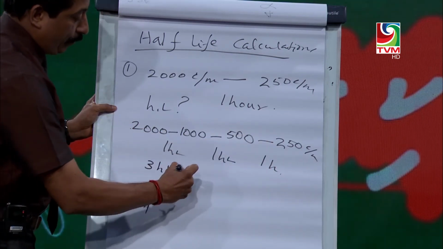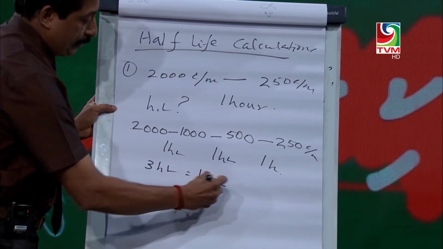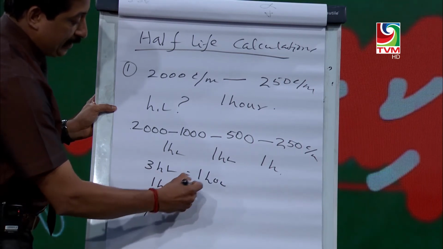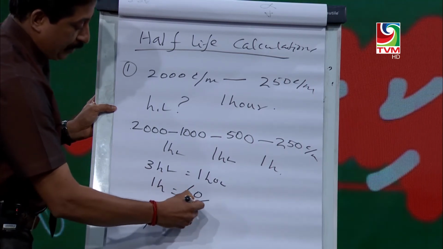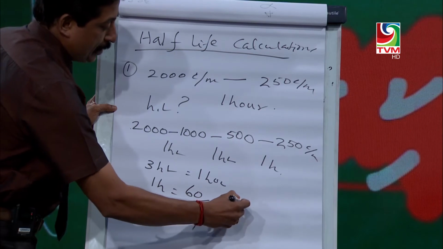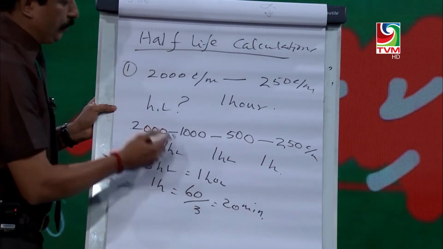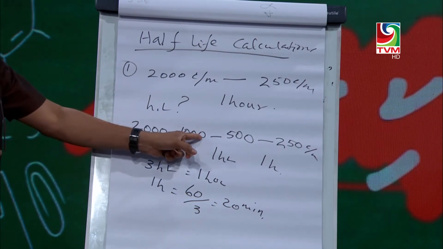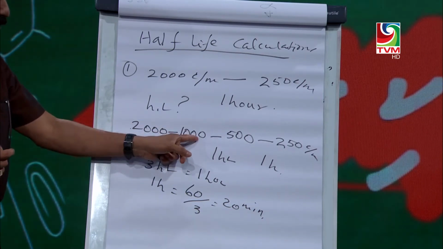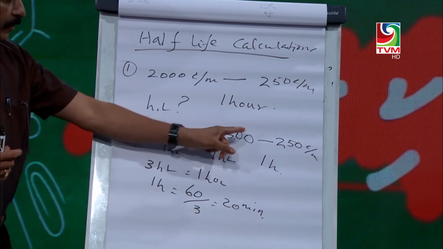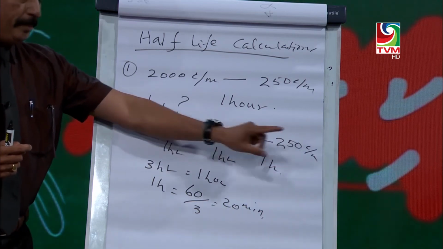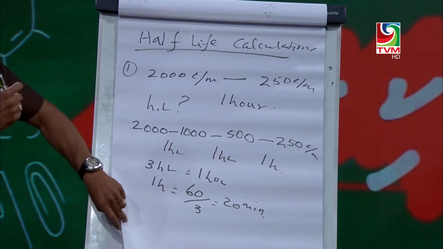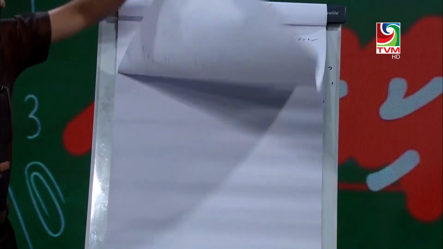3 half-lives take 1 hour. Therefore, 1 half-life is 60 minutes over 3, that is 20 minutes. So 20 minutes is the half-life. The activity of the given sample, 2000, decreases to 1000 in 20 minutes. 1000 becomes 500 in 20 minutes. 500 becomes 250 also in 20 minutes. This is one type of question. You can find the half-life from this.